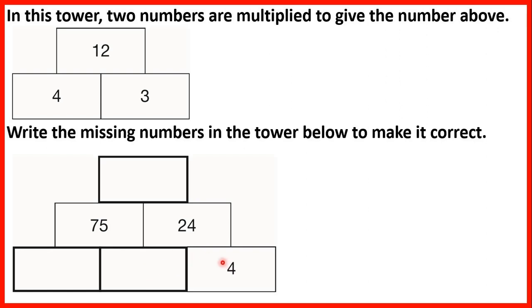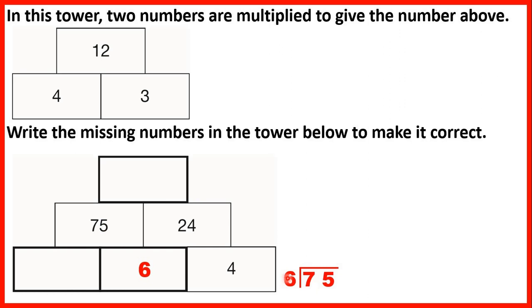We have something times 4 is 24, and 6 times 4 is 24, so this missing box here must be a 6, because 24 divided by 4 is 6, so that means 6 times 4 is 24. So now, to find this box here, we have something times 6 is 75. So if we divide 75 by 6, that will give us our missing number.